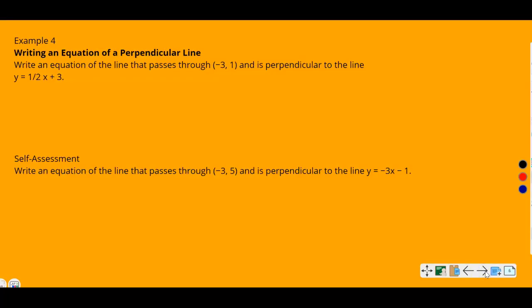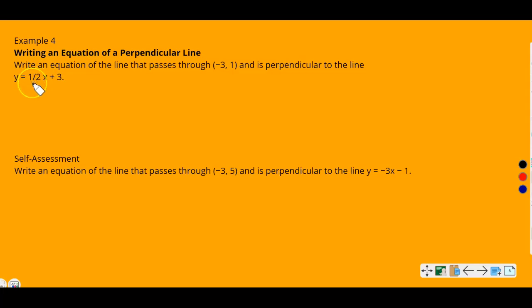Example 4, write an equation of a perpendicular line. Write an equation of the line that passes through negative 3, 1 and is perpendicular to the line y equals 1/2 x plus 3. All right, so now we're looking at perpendicular. Before we were looking at parallel. Parallel has the same slope. Perpendicular has a slope that's the negative reciprocal. So what does that mean? If we know the slope of this line is 1/2, what is the negative reciprocal?